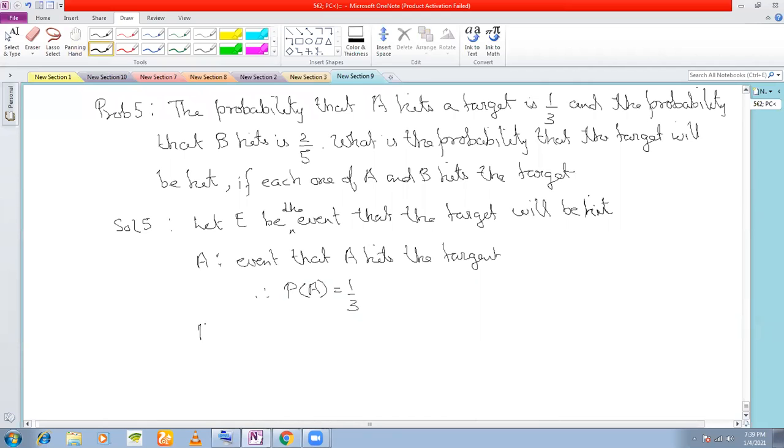Next, we define the event B, the event that B hits the target. P(B) is 2/5. Therefore, P(B) is 2/5, right?